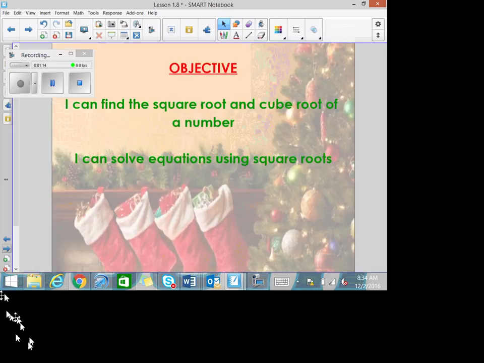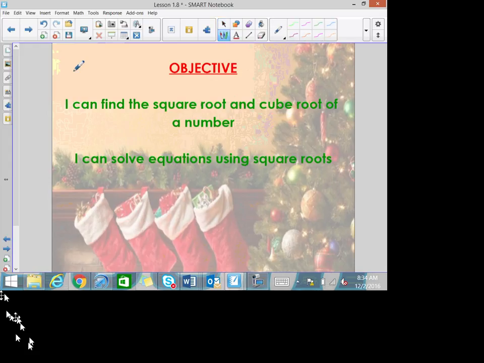And today, what we're going to do is find square roots and cube roots of a number, and then we're going to solve equations using square roots. Many of you might have heard of square roots. You might have heard of the word square before, like to square something. Squaring something means that it's to the power of 2. This means squared. So today we're going to square root something, and we're going to talk about what square rooting means.